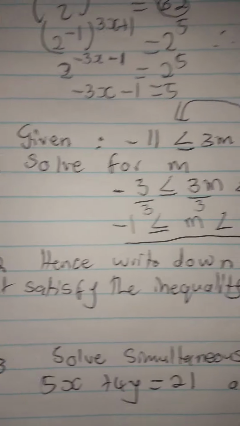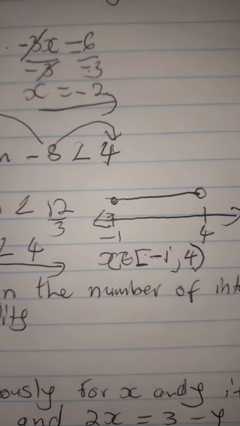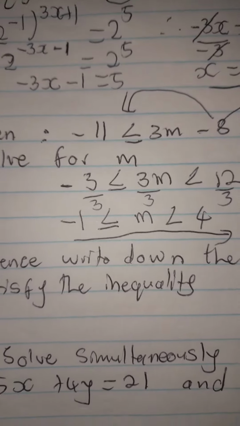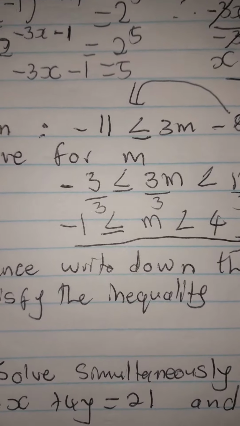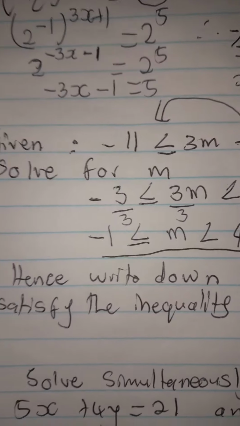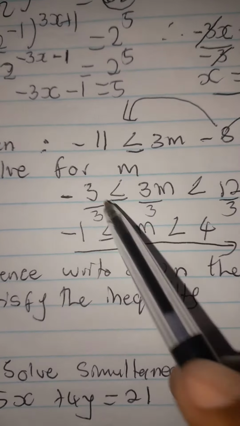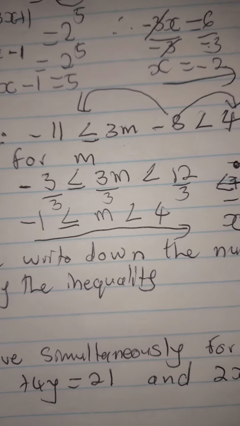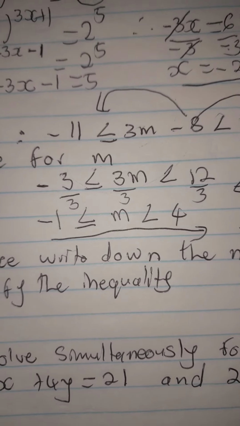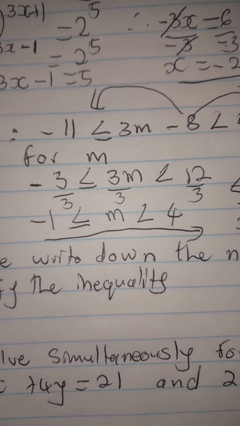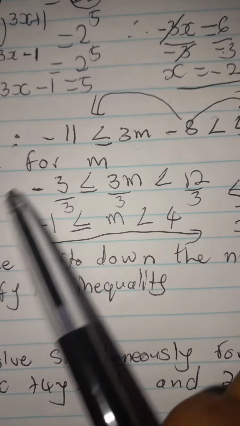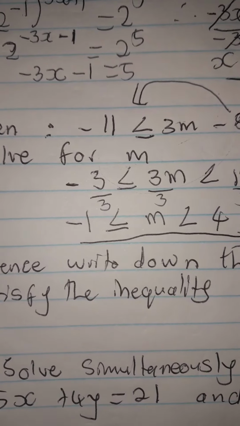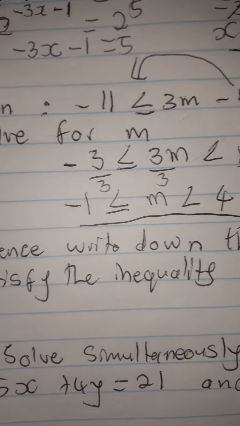Then 2.2.2, hence write down the number of integers that satisfy the inequality. You think of integers, guys. Integers consist of negative numbers and positive numbers. We can try this by substitution. You can go to the original formula and substitute the integers, right? If you start with negative 1, you will see that it will give you negative 11. If you substitute 5, you will see that it will give you 4. So in this case, there will be 5 integers that will satisfy this inequality.